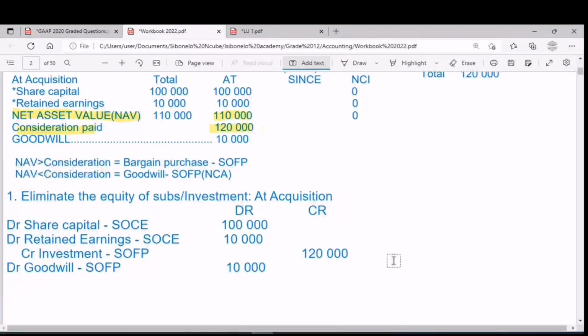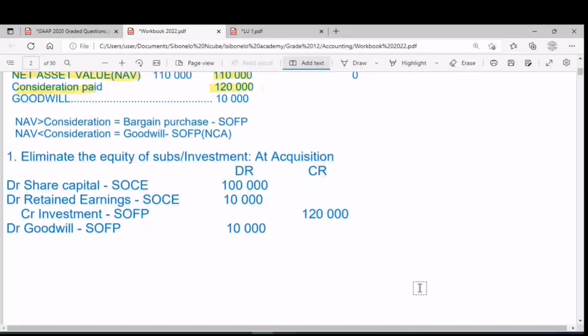Guys, this is the standard entry. So we eliminate equity, the equity accounts of the subsidiary, we eliminate the investment in the parent, and we recognize the goodwill of 10,000. So obviously the debit to assets is recognized because assets are increased on the debit side. Or we should say with the balance sheet, we must show this 10,000 because we've recognized this 10,000 goodwill. Am I making sense? It makes sense, yeah.